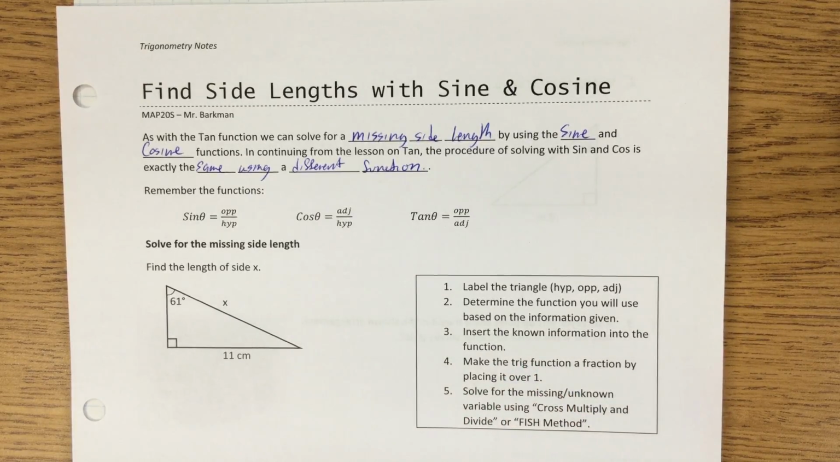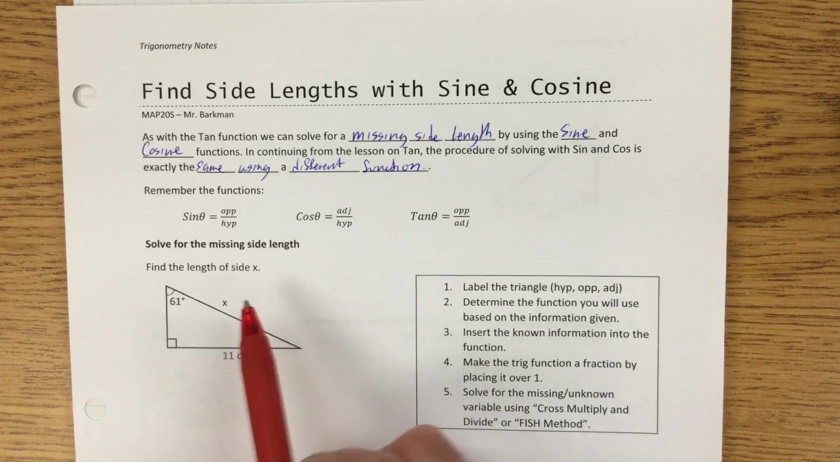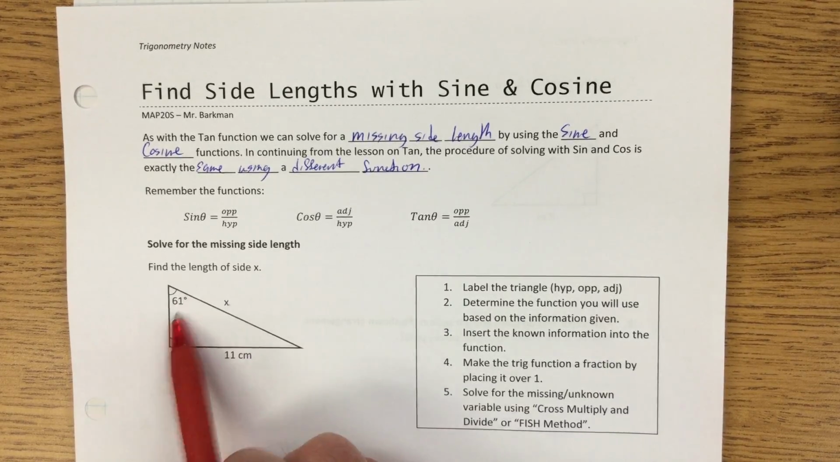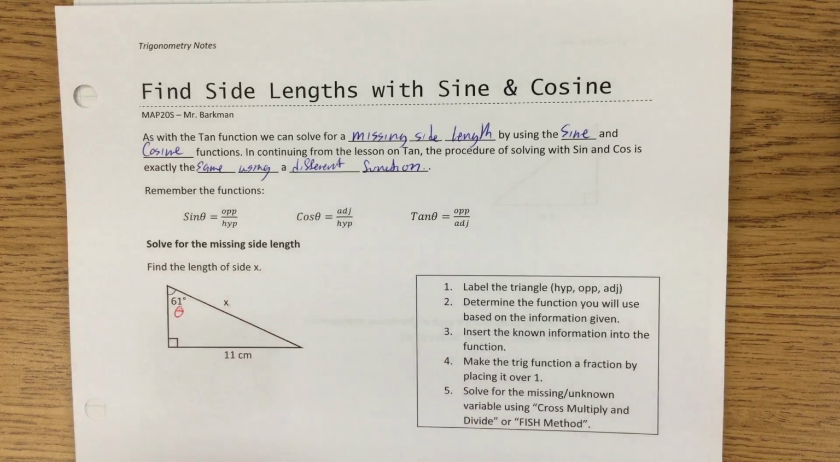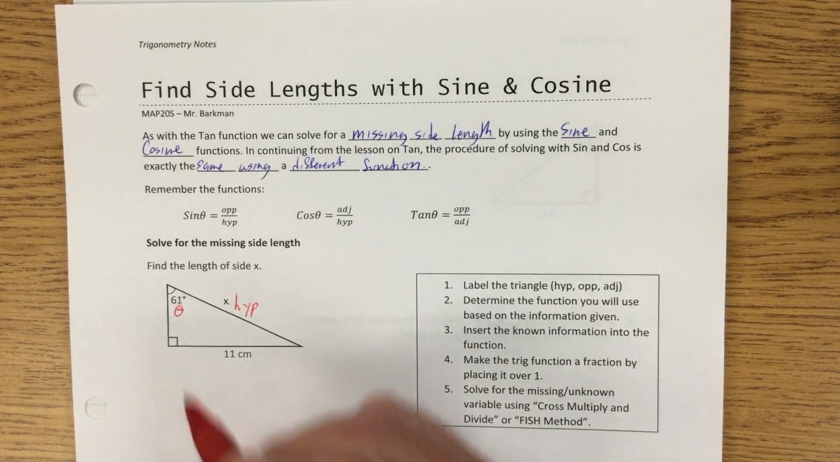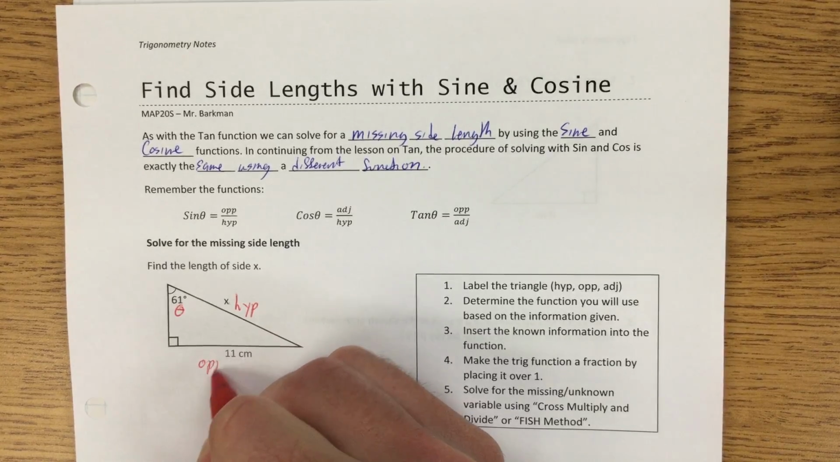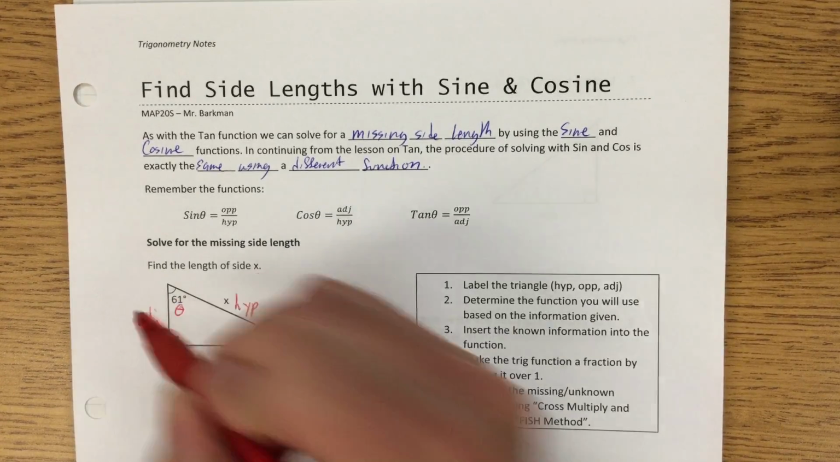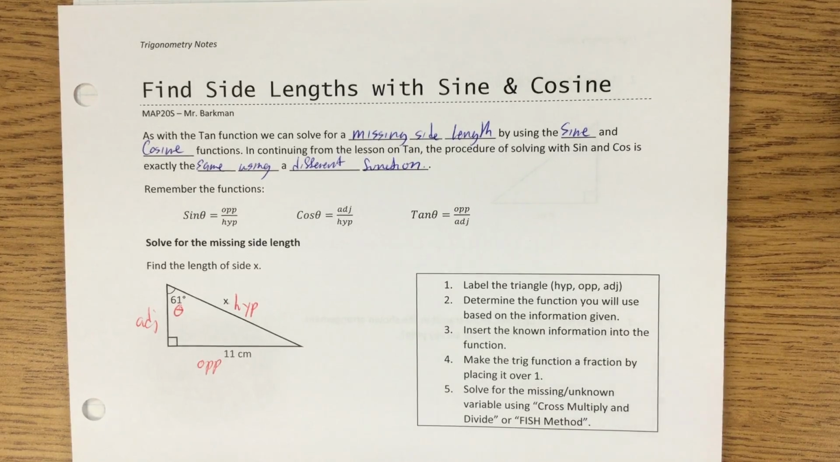The instructions that I have here are exactly the same as with tan. The only difference now is that we may not be using tan. Okay, we won't be in this case here. We're going to be using the sine and cosine functions. First step, we're trying to solve for x. We're given our angle theta. We need to label our sides. X is our hypotenuse. 11 is our opposite side, and our missing side here is our adjacent, or the side that we actually don't have is the adjacent.